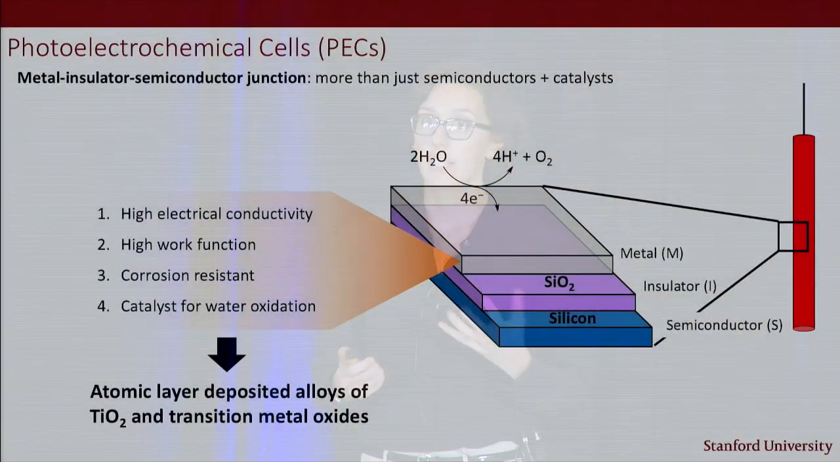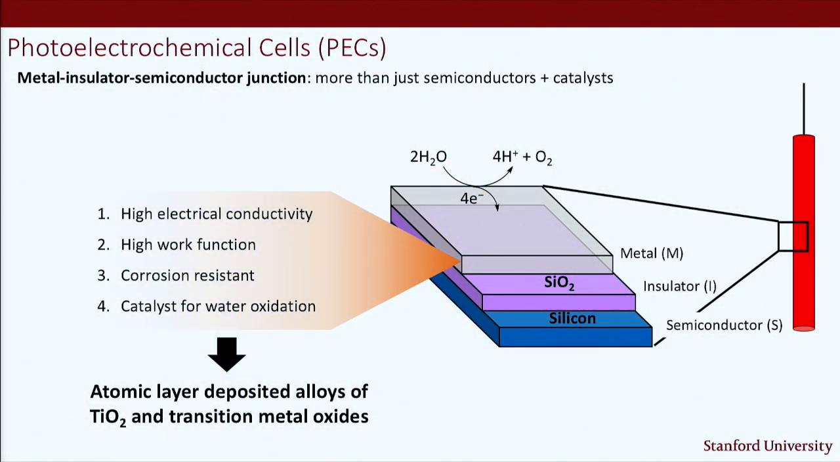And then, of course, the same things remain true from the last slide. We need it to be corrosion resistant, and we need it to be a good catalyst. So how do we get all of those very different properties into a single material? And our answer to that question has been to look at alloy materials using atomic layer deposition and study their properties for solar-driven water oxidation.